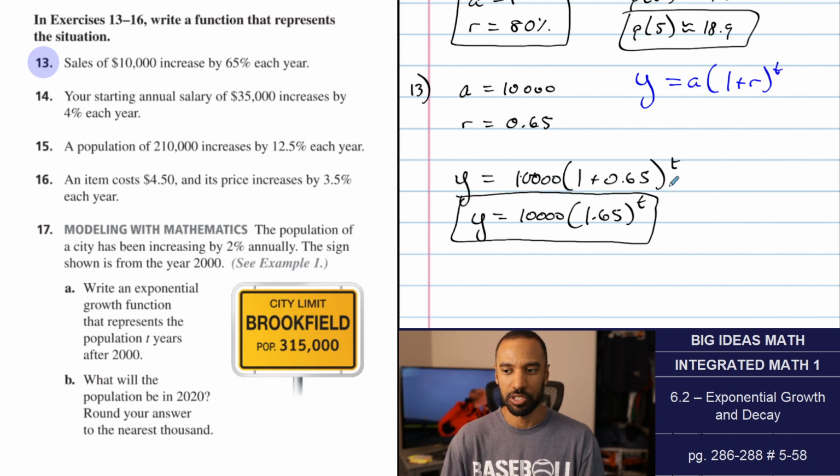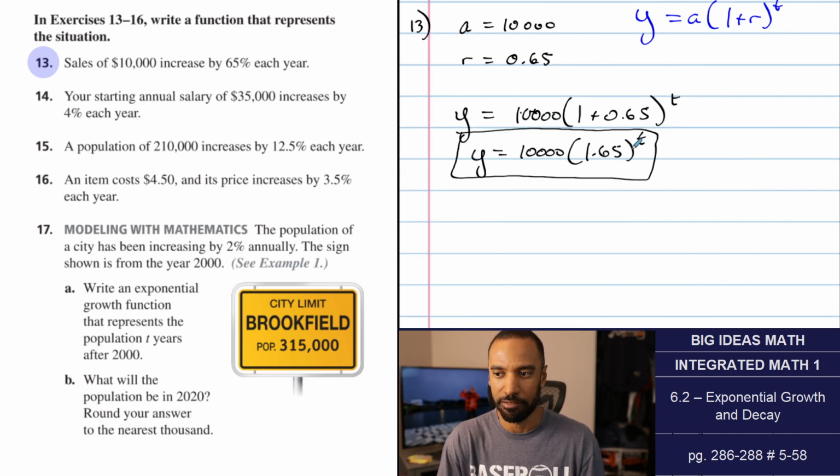You don't do 10,000 times 1.65. Order of operations take effect. There's the t there. There's nothing to solve because they didn't give us a certain amount of time. It's per year, but they didn't ask after 10 years what's the amount and things like that. But sales increased by that amount over that amount of time.